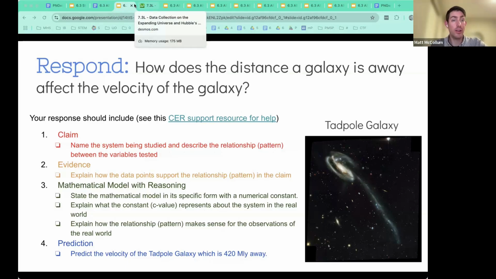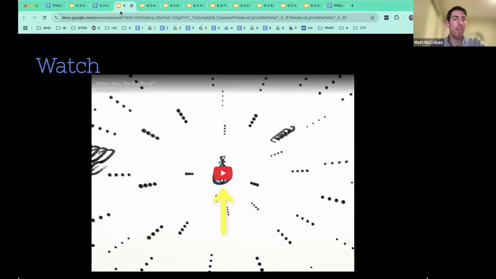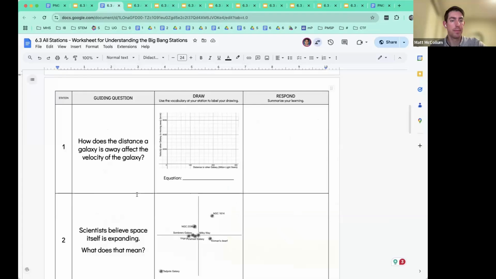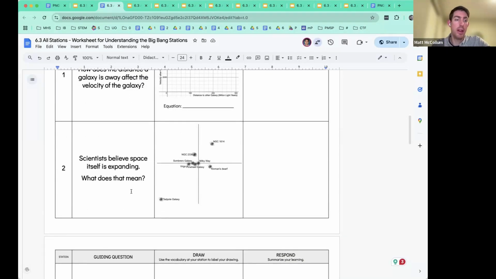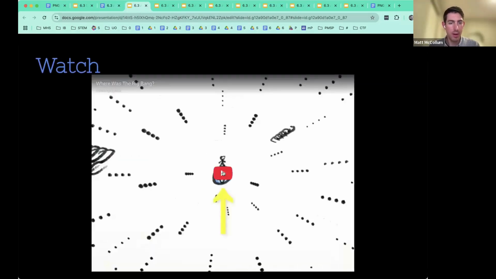That leads us to station 2, and maybe show, if you don't mind, Bradford, the packet to show the question. Scientists believe space itself is expanding. Like, what does that even mean? And so with this one, we do want to show you a couple of things out of this. First, we want to show you the video. And yeah, could you go to the tab to the right and just play that one.